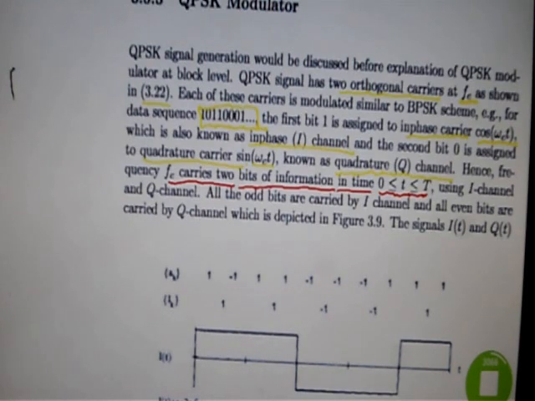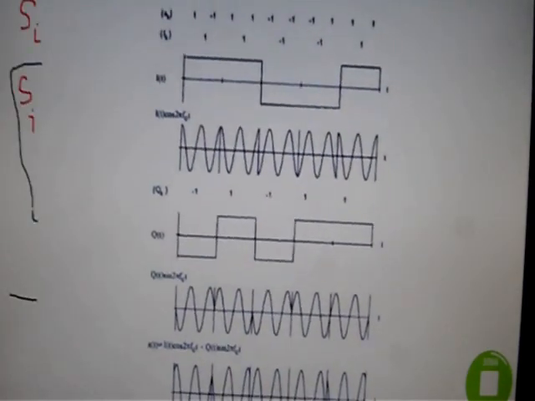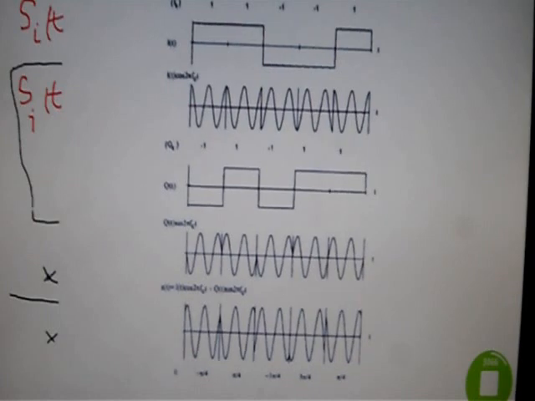All the odd bits are carried by the I channel. So we will see that all the odd bits will be carried by the I channel, and all the even bits are carried by the Q channel, which is depicted in figure 3.9. So let's observe this figure now. I'll modify it a little bit. Now, this is figure 3.9, right?